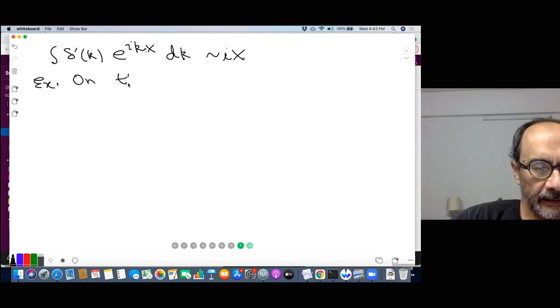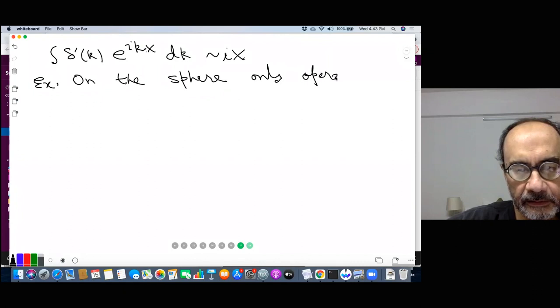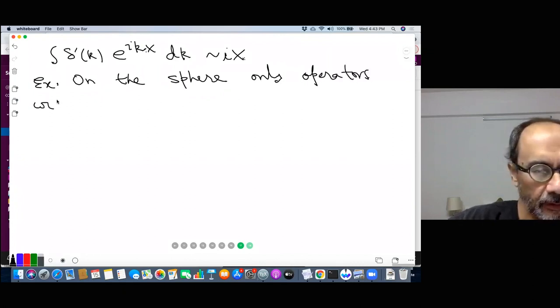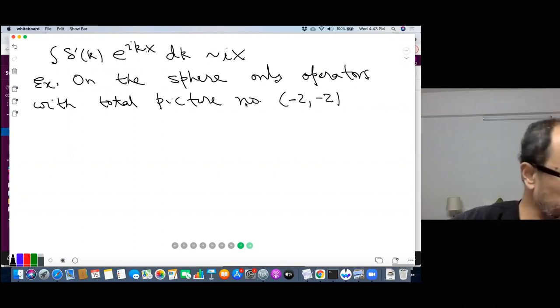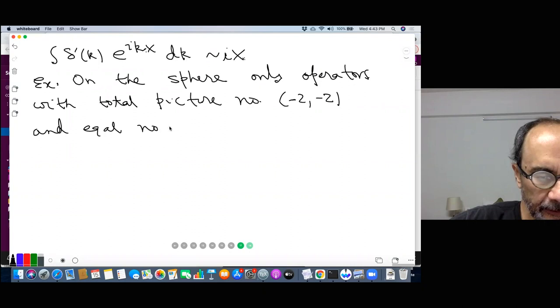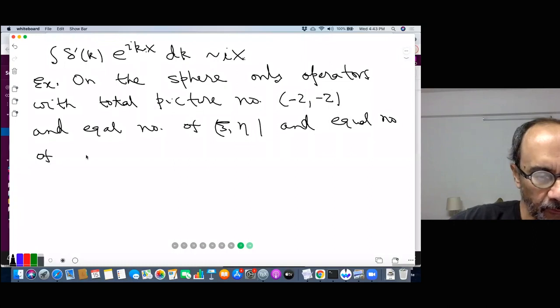So on the sphere, only operators with total picture number -2, -2, so -2 in the holomorphic sector and -2 in the anti-holomorphic sector, and equal number of xi eta and equal number of xi bar eta bar, have non-zero correlation function.